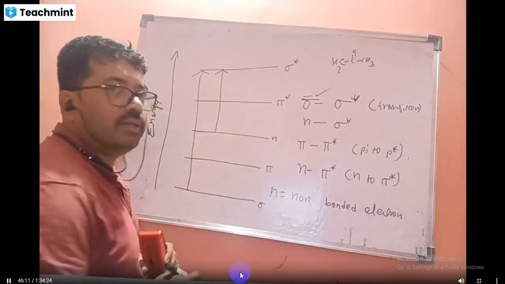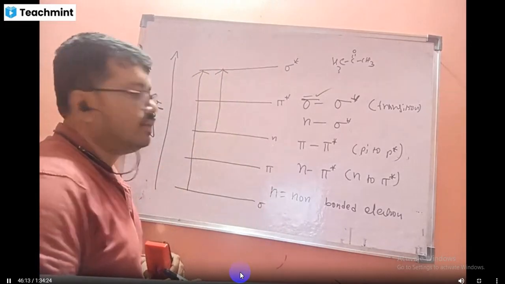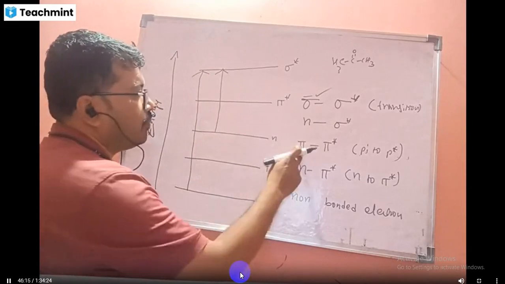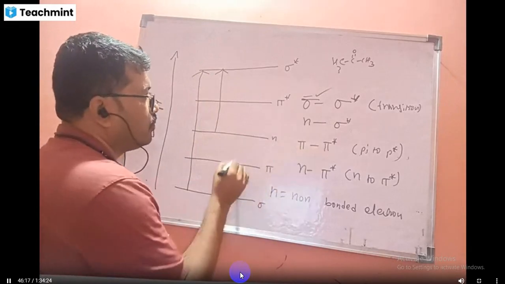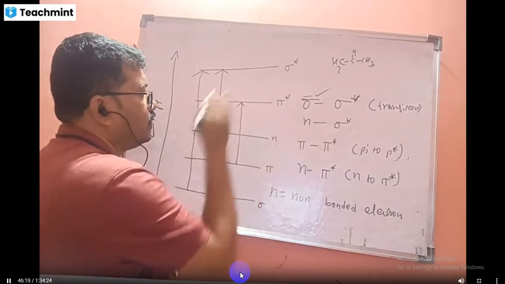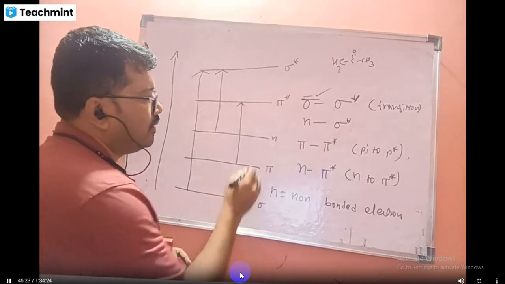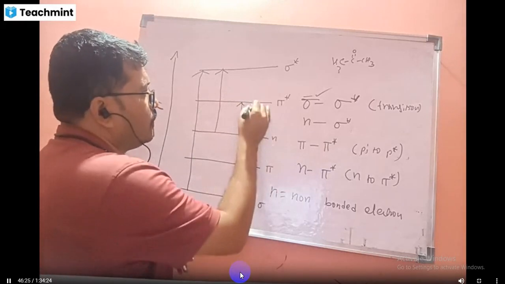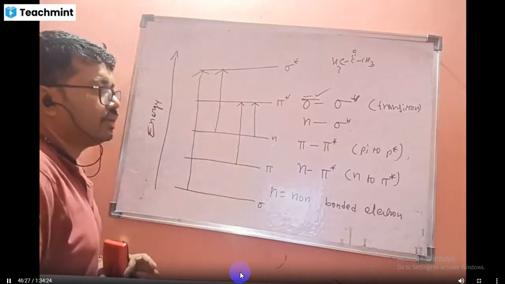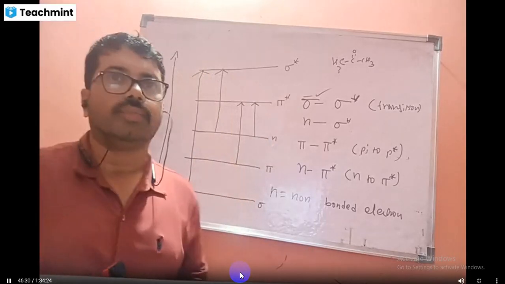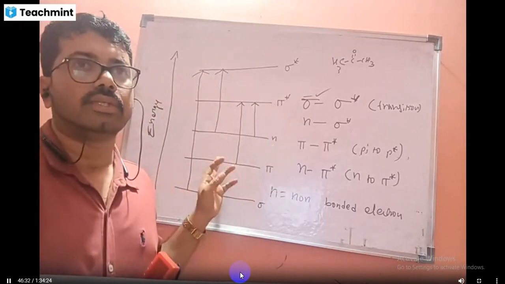Non-bonded to sigma star, n to sigma star, and then pi to pi star, pi to pi star, and then n to pi star, n to pi star. So these are the types.